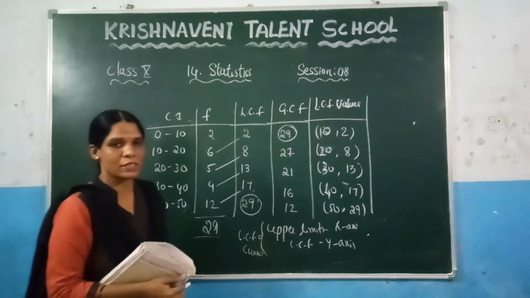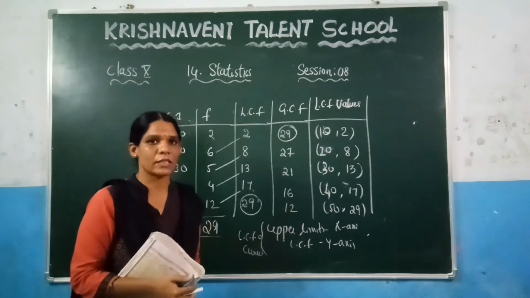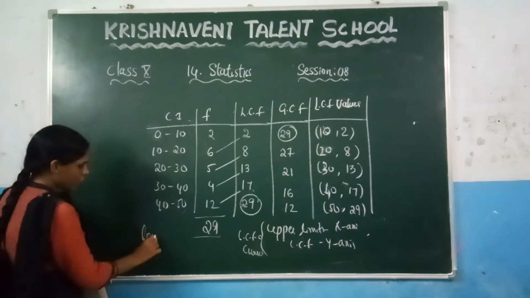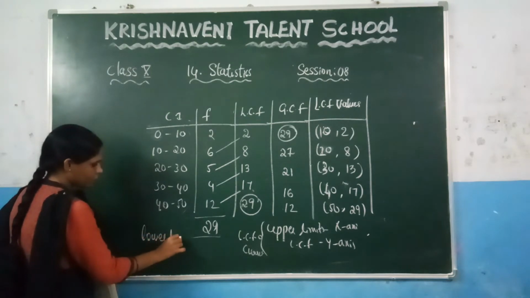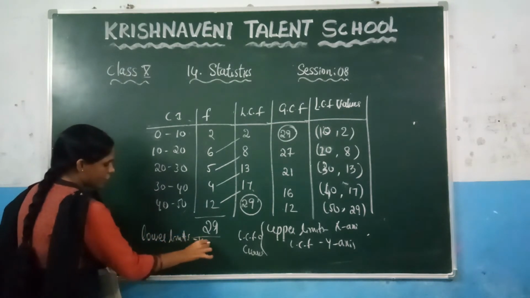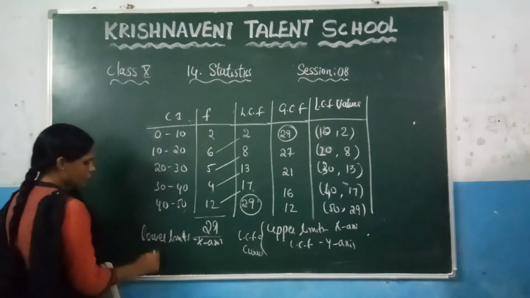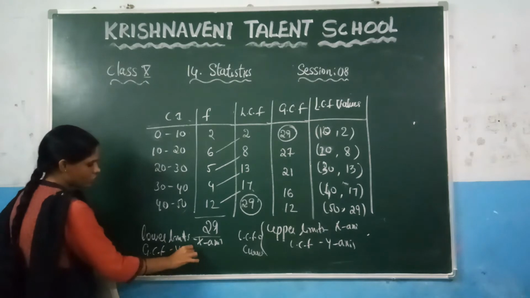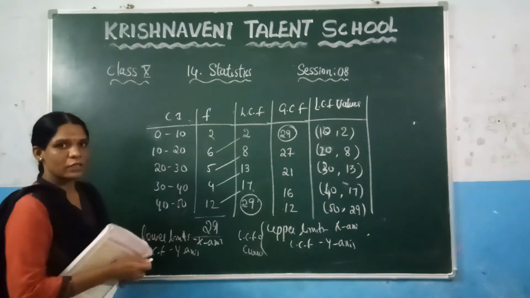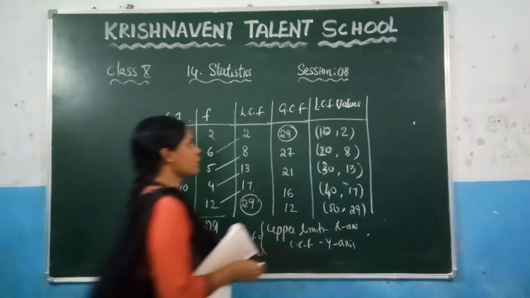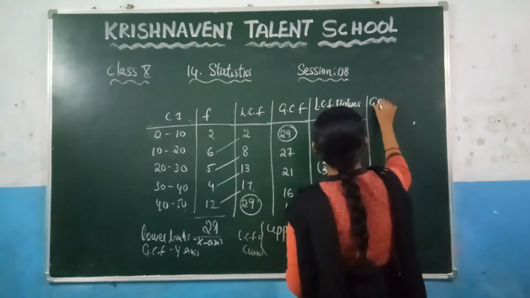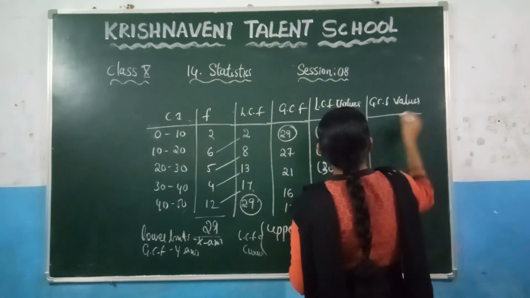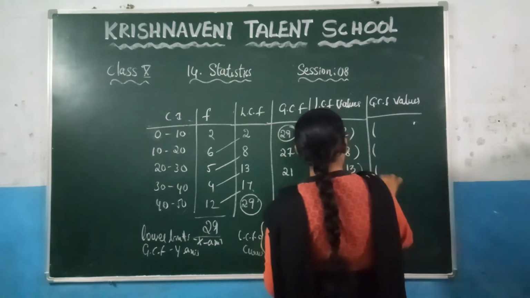If you want to represent the greater cumulative frequency curve on a graph, you need to take the lower limits on the x-axis. On the x-axis you need to take the lower limits. On the y-axis you need to take the greater cumulative frequency values. If you want to draw the greater cumulative frequency curve, write here greater cumulative frequency values. For that you need to take on the x-axis the lower limits.